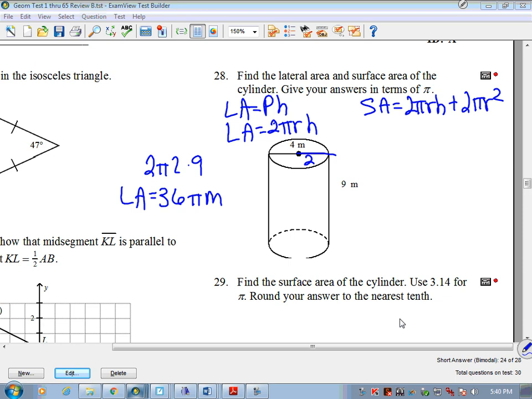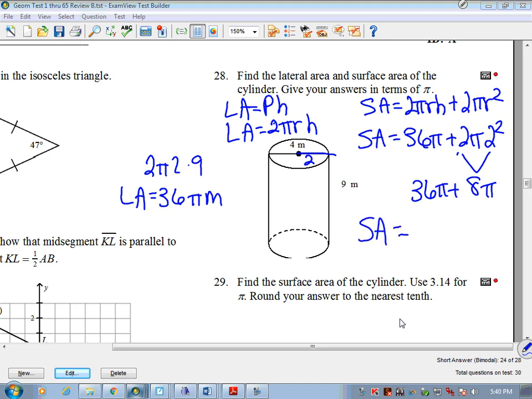Now surface area, I already know that I've got 36 pi. So I don't have to do all that work again. So I got 36 pi, and I've got 2 times pi times 2 squared. So this is going to come down. I've got 4 times 2, which is 8. So I've got 36 pi plus 8 pi. So my surface area should come out to 42 pi meters squared. And this is meters squared because both of them are area.